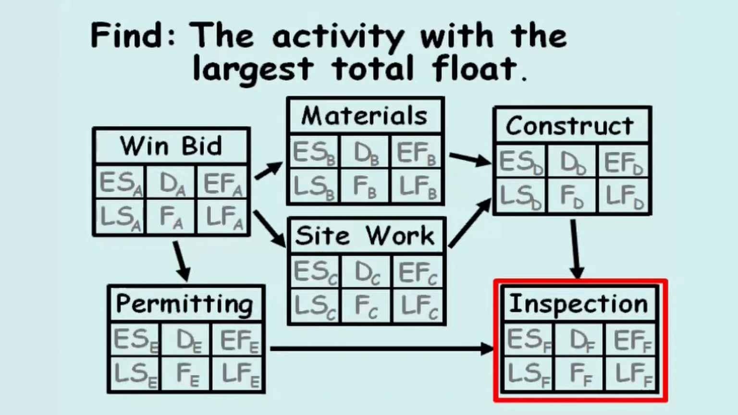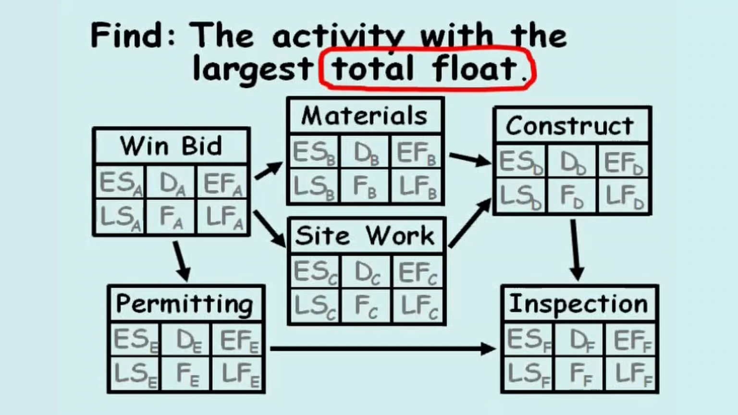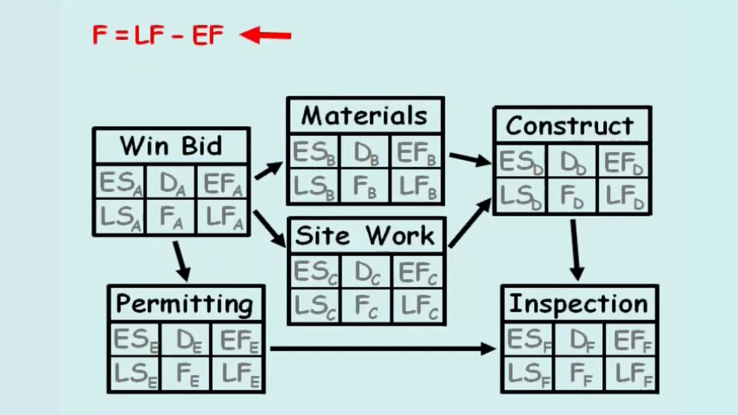The total float of an activity equals the late finish of an activity minus the early finish of that activity. For example, the total float of activity B equals the late finish of activity B minus the early finish of activity B. In this example, we want to compare the total float for activities B, C, D, and E.